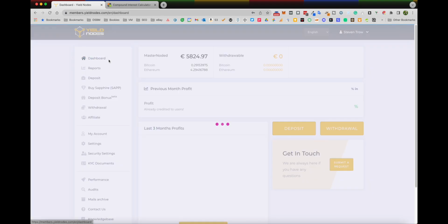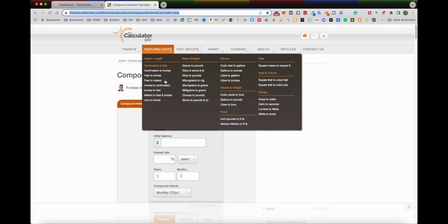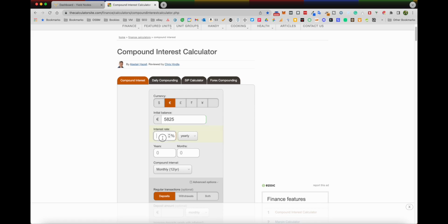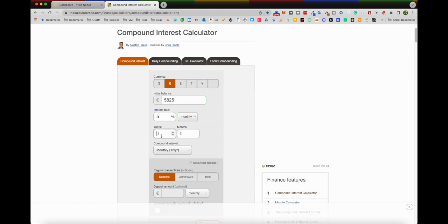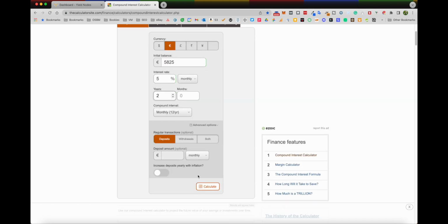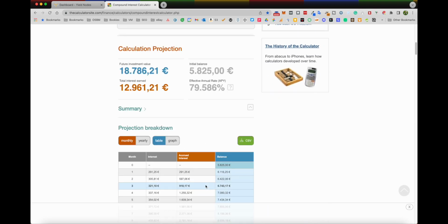So if we take my current balance here, 5824.97, we'll just call it 5825 if that's okay. Change that to euros. The interest rate, I'm going to say it's always going to be a minimum of 5% per month. So change that to a monthly basis. I can look 2 years ahead here, and the compounding interval is monthly, so there are 12 compounding intervals per year. I can just do a quick calculation on that, and that'll tell me where I'll be.